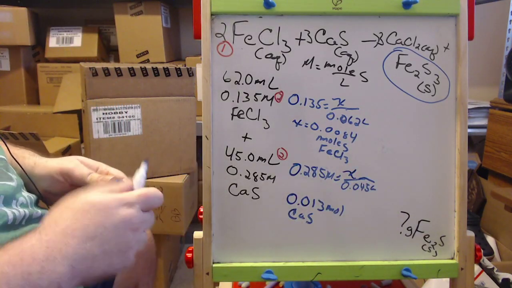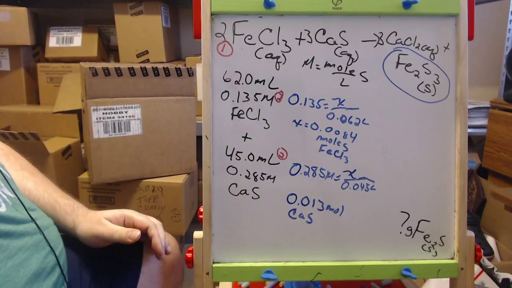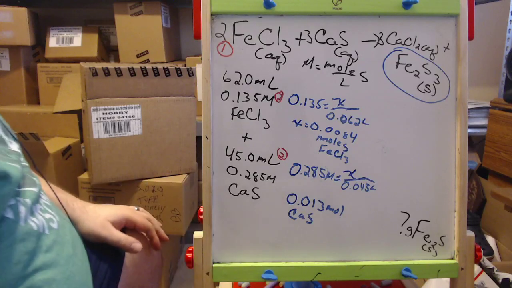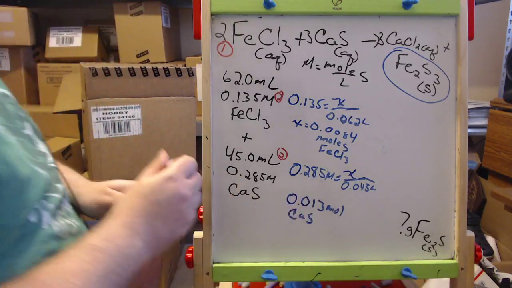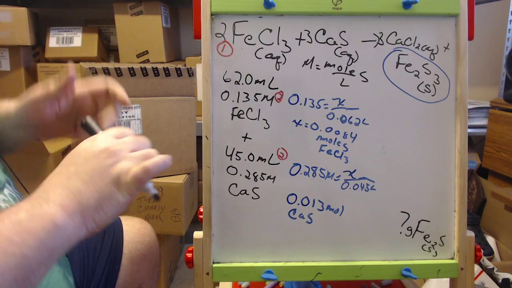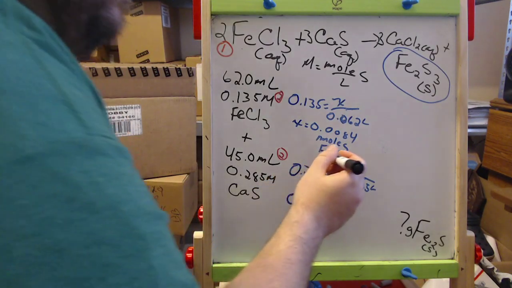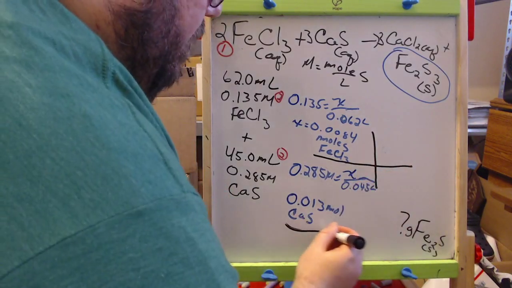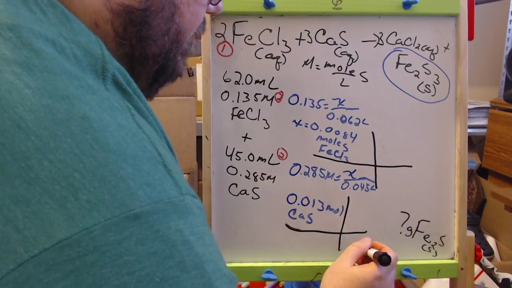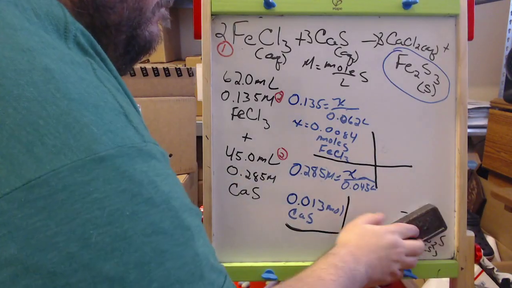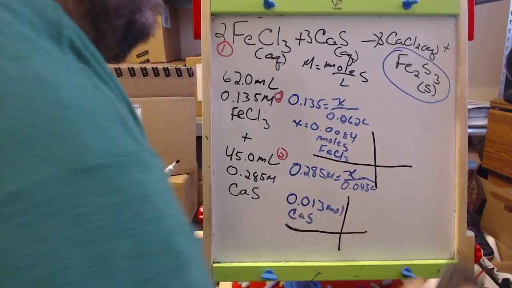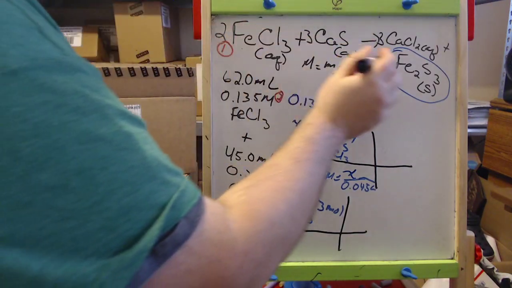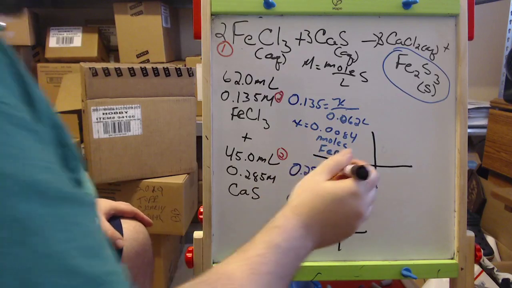So we have our moles. Our next step is to convert those moles to moles of product and see which gives me the least. So I'm going to do my mole ratio here and here. So my mole ratio of iron 3 chloride to iron 3 sulfide is 2:1.